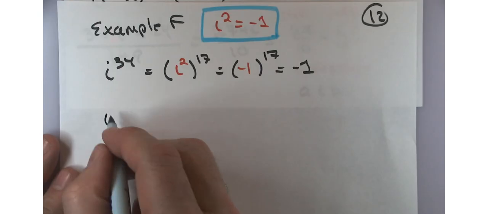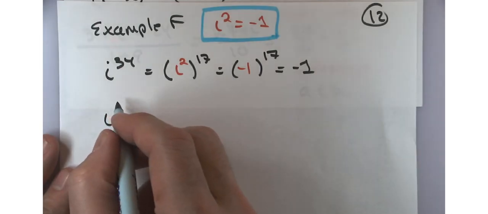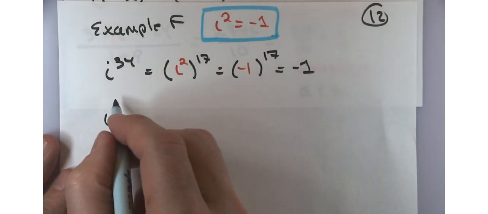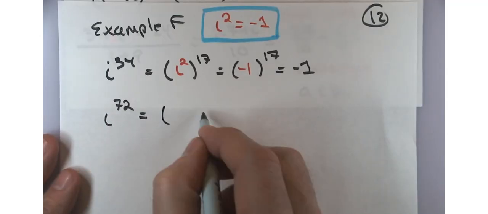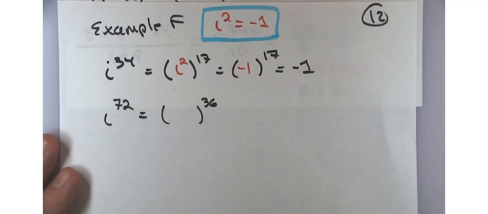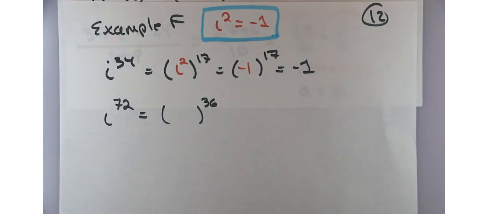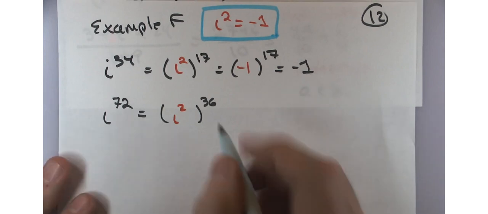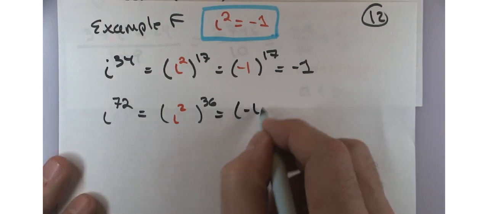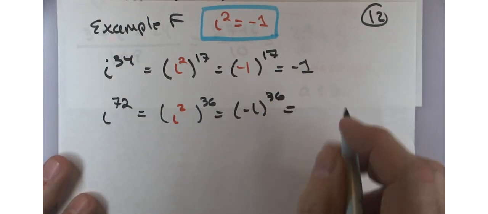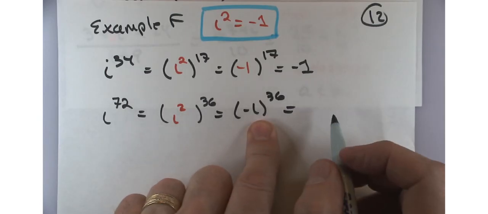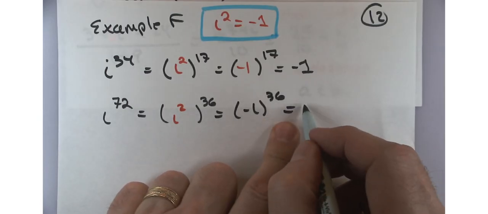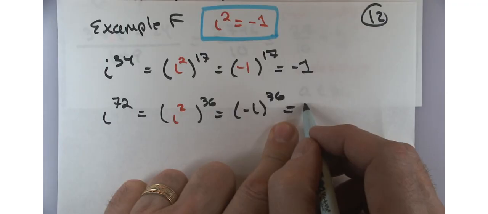If you had something like i to the 72nd power, we do the same. You're going to start out by writing i squared to the 36th, which is negative 1 to the 36th power. This time we have an even number of negatives, so what's that going to mean for our answer? Positive 1.